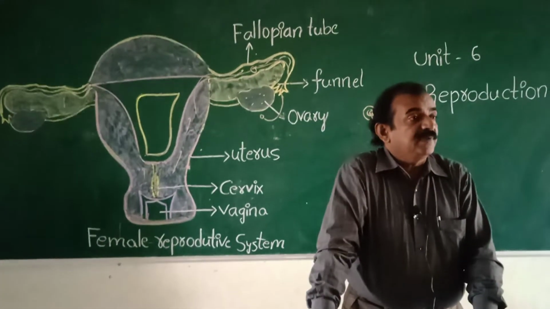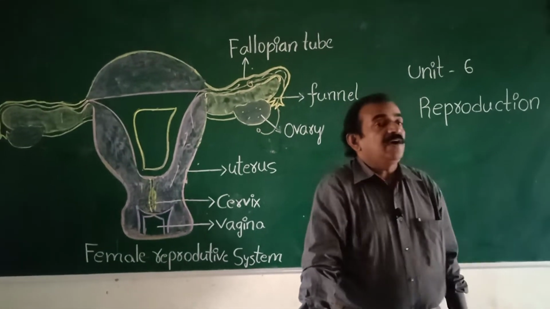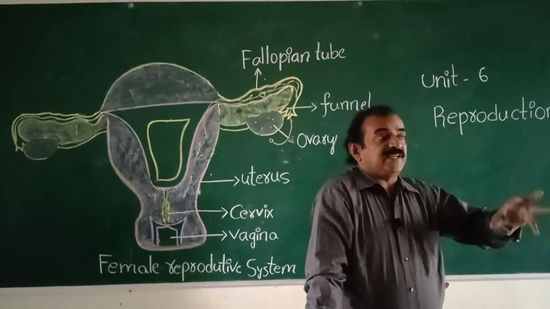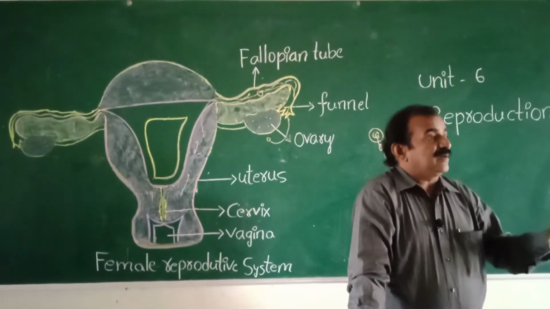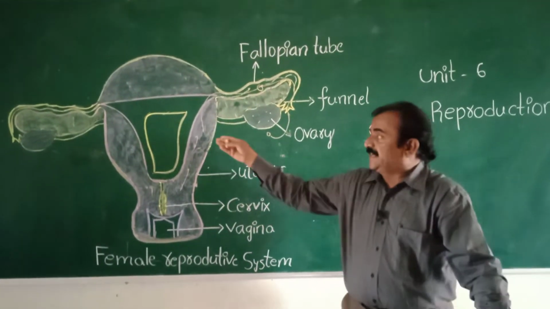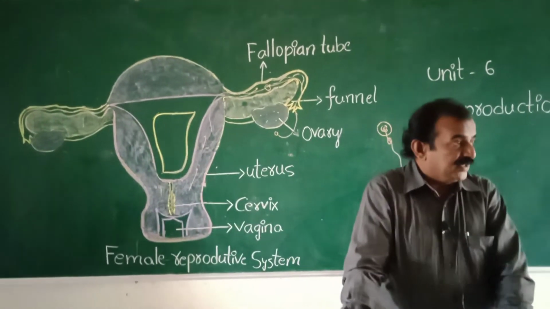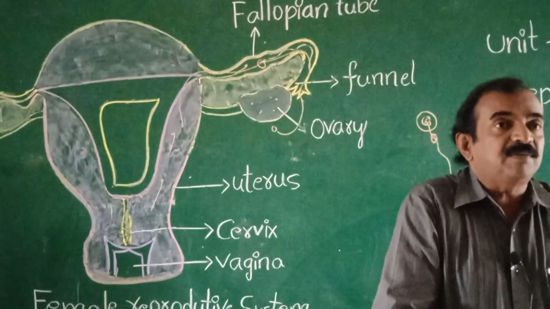And this endometrium is thickened after the menstrual cycle, menstruation, in case of female. Suppose there is no fertilization, then this endometrium disintegrates and flows out as menstrual fluid.